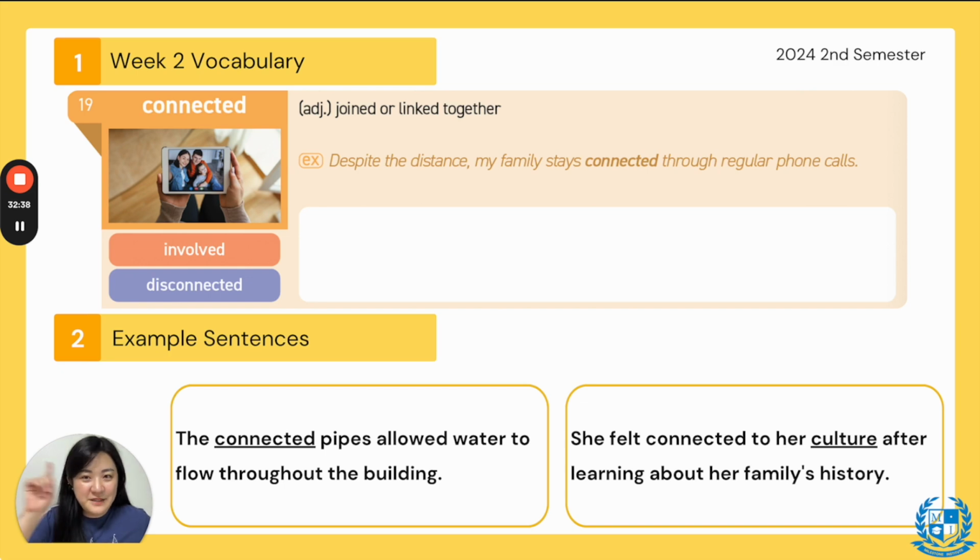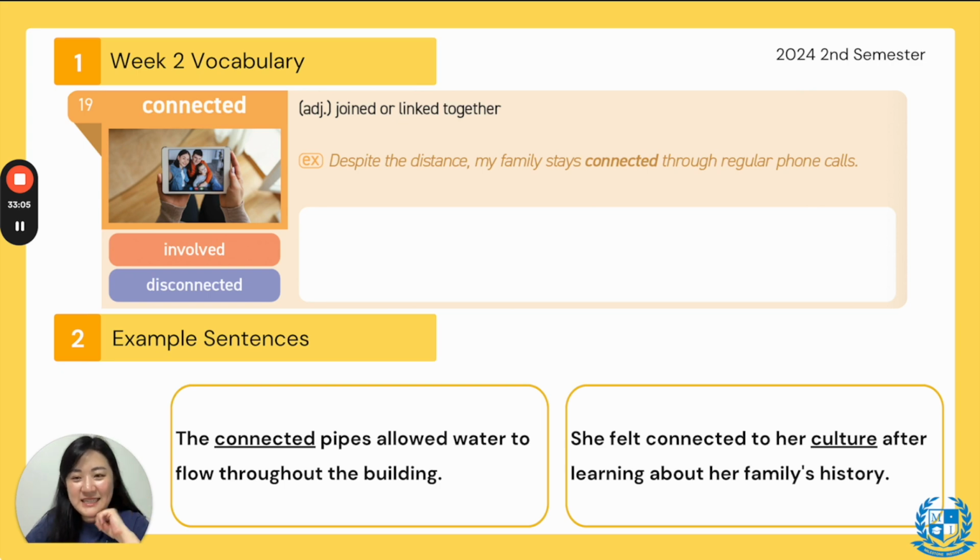Example, let's read together. 1, 2, 3. Despite the distance, my family stays connected through regular phone calls. So even though my family, who they all live in America, and I live in Korea, although we're very far away, we still stay connected. We stay connected and joined and linked together by always talking to each other on the phone or video chatting or messaging to feel connected.